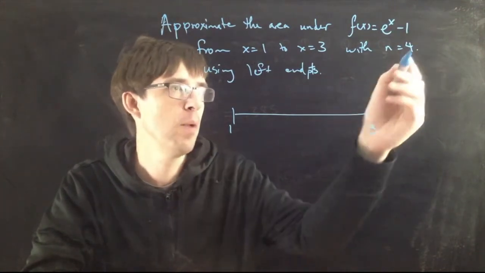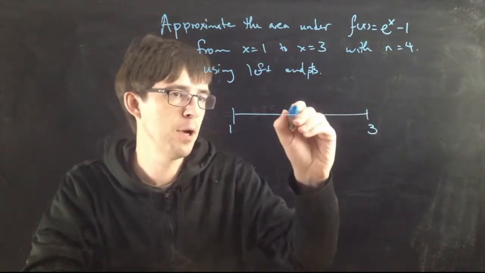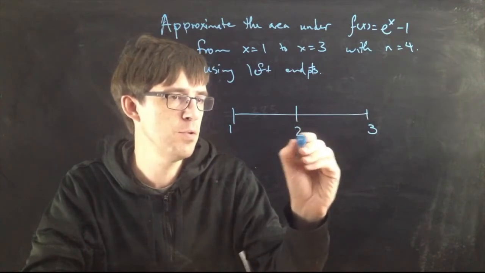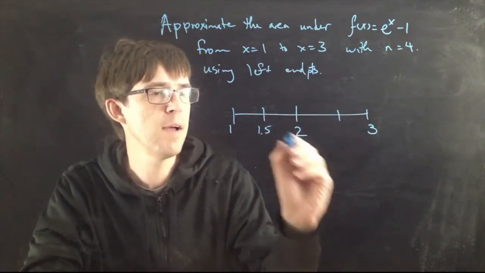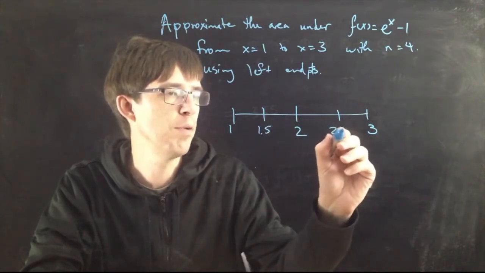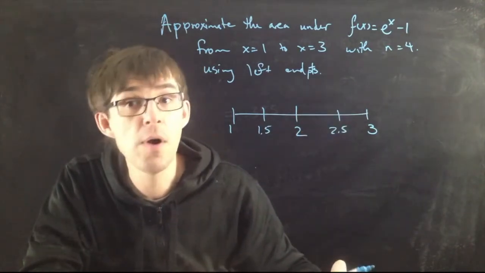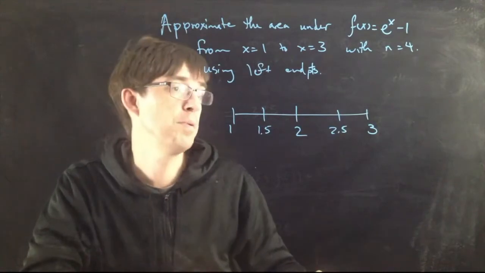When I want to divide into 4 equal pieces, I'm going to divide it in half first. This would be 2 then, and then divide each of these in half. Midway between 1 and 2 is 1.5. Midway between 2 and 3 is 2.5. All right, I have drawn out my interval, divided it into 4 pieces.